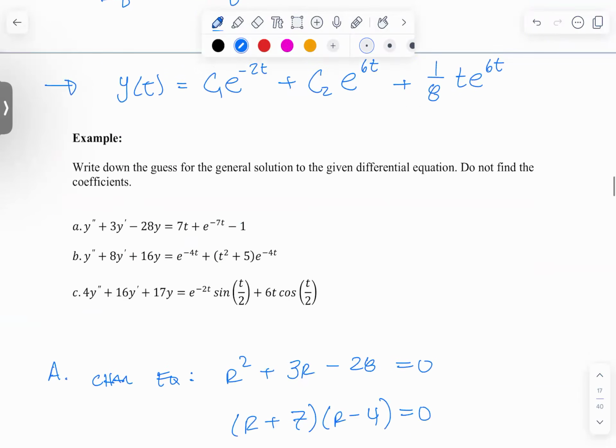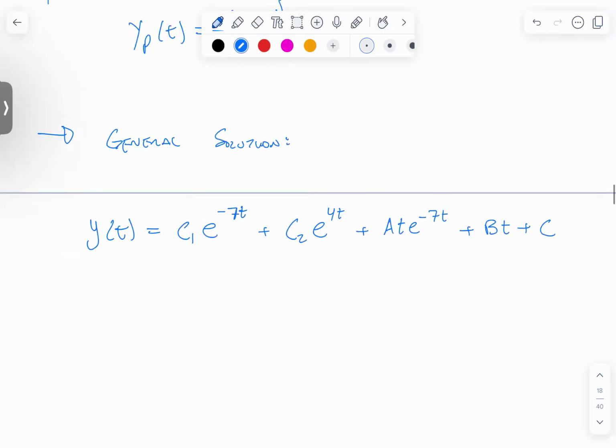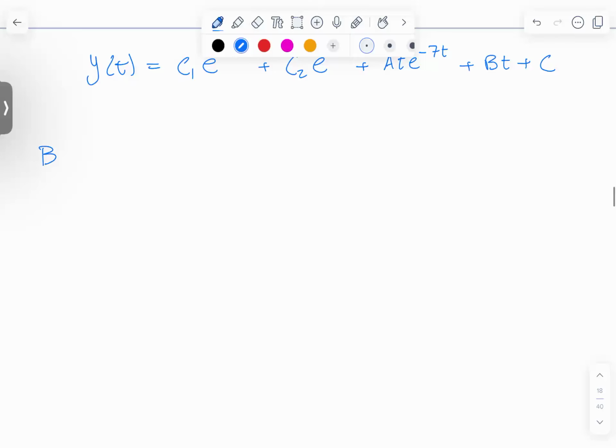Okay, let's do a couple more of these. Practice these. All right, so start with our associated homogeneous function. Create the characteristic equation.